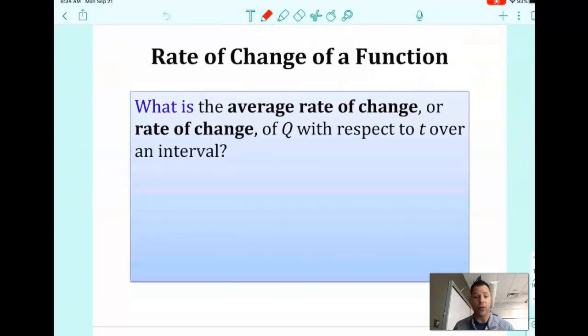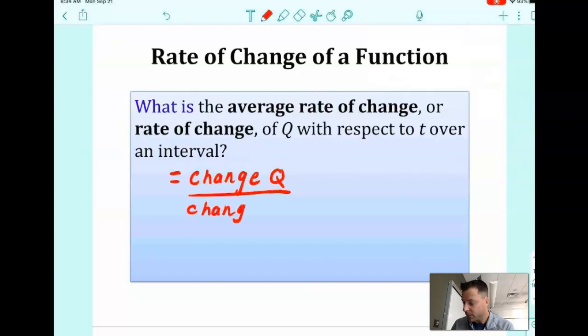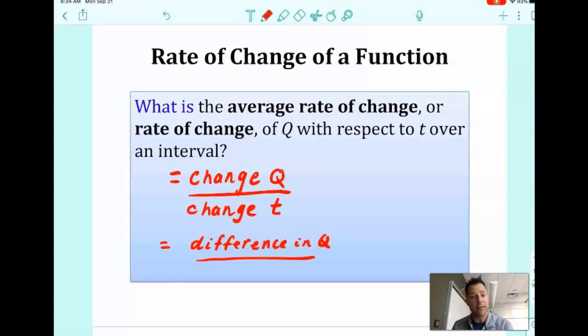When we talk about the rate of change as a function, we're talking about the slope over a period of time. And so that rate of change is equal to the change, in this case, Q, over the change in T. Basically the change is talking about the difference, subtraction, the difference in Q over the difference in T.